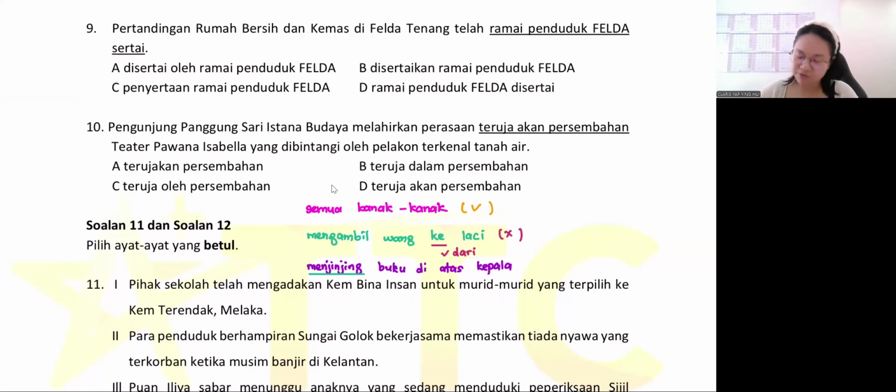Menjinjing is everything forearm. Menjinjing. That's why we menjinjing back. Okay, forearm. This one is wrong. Because what is the correction? Menjunjung. This is what we call istilah. They will test about tata bahasa, they will test about istilah.